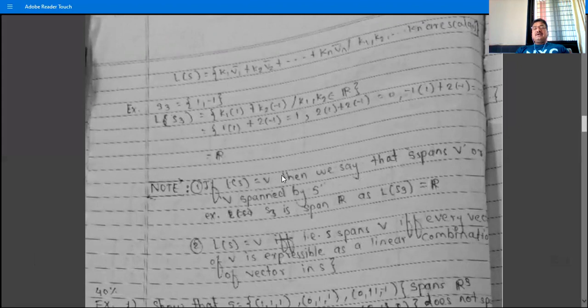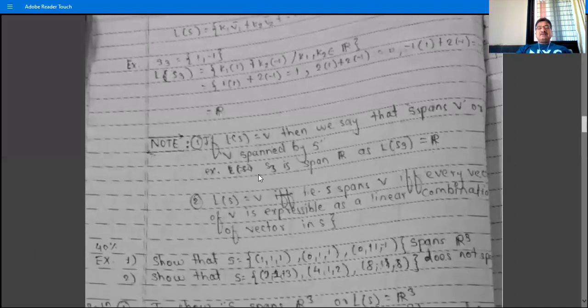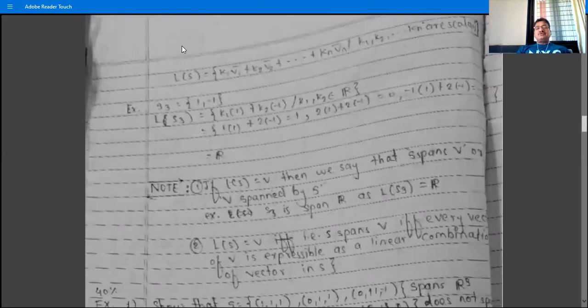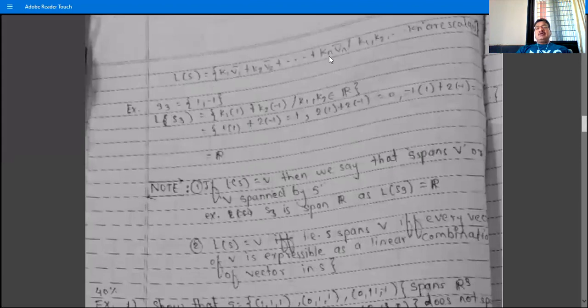LS is a set, V is a set, and when these two sets are equal, they are subsets of each other. So obviously LS is a subset of V. No need to show LS as a subset of V. If we have to show LS is equal to V, then we have to show LS is a subset of V. But clearly, LS is a subset of V, so now we have to show just V is a subset of LS. So V is a subset of LS if each element of V belongs to LS.